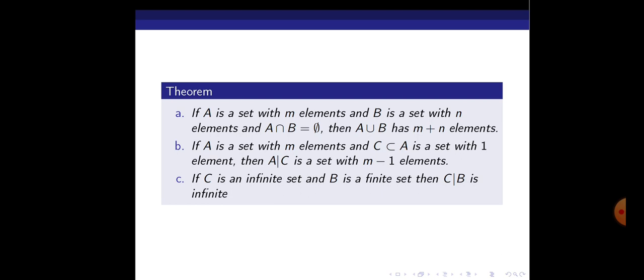So in statement A, we replace A by A minus C, m by m minus 1, B by C, and n by 1. Then A union B is A minus C union C. When C is a subset of A, A minus C union C is essentially A. So it contains m minus 1 plus 1 elements, which is m elements. So that is one way of proving statement B.